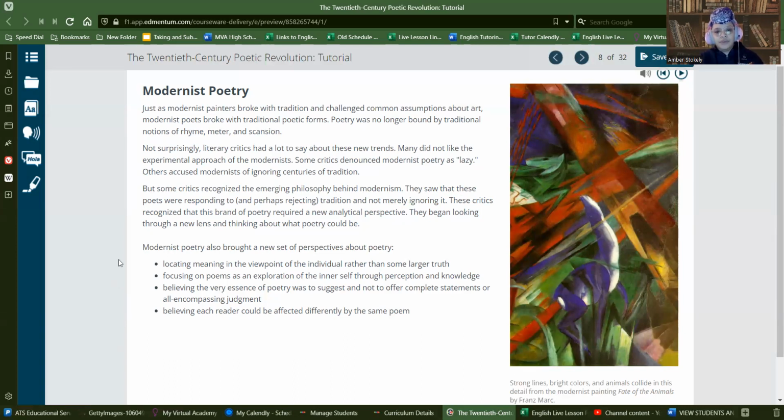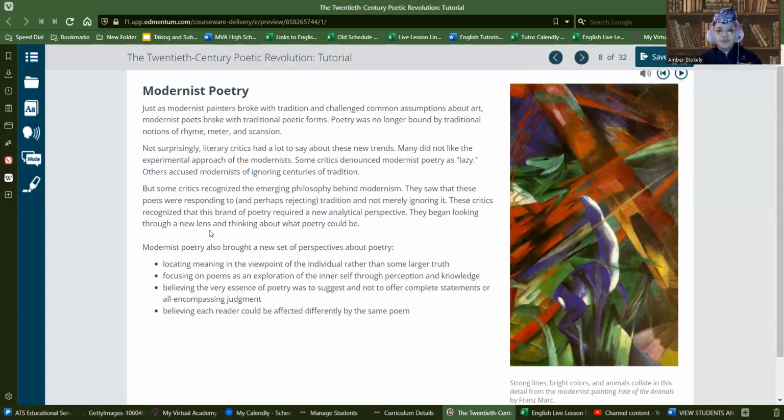So here at the bottom, we've got that modernist poetry also brought a new set of perspectives about poetry. We have locating the meaning in the viewpoint of the individual rather than some larger truth. I'm going to stop to explain that one. So in books previously, usually telling a story had a point. There was a moral, there was a lesson, there was a message. And usually the author was using the story to try to teach people about what they thought about an issue. That was the point of a piece of writing.